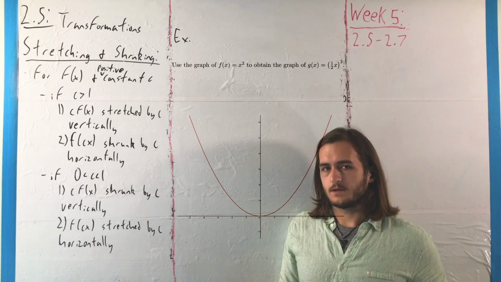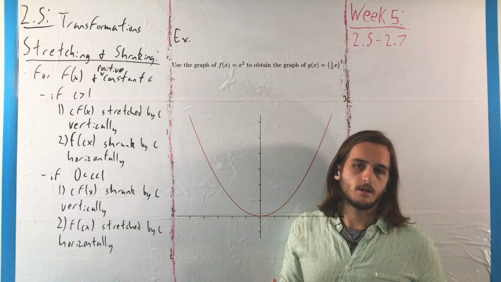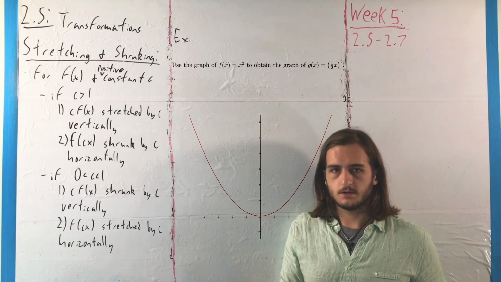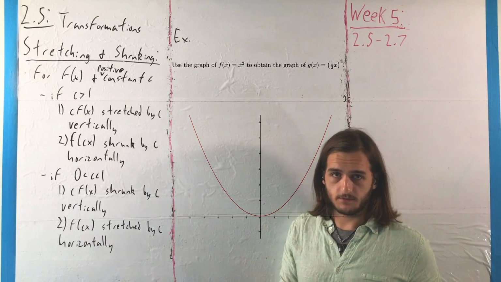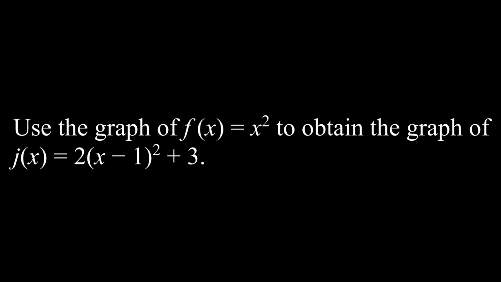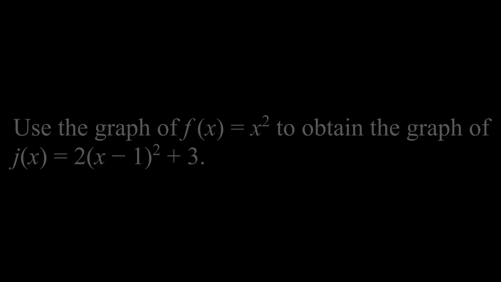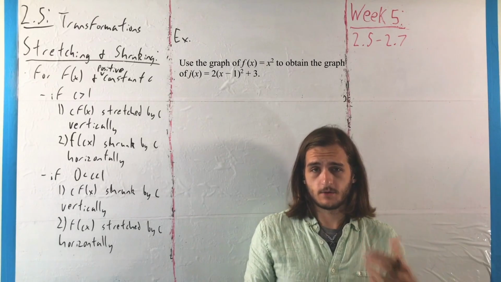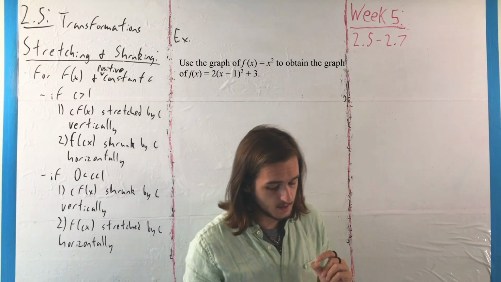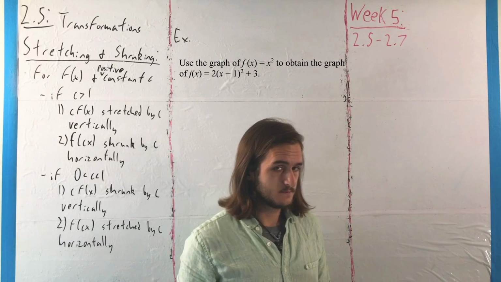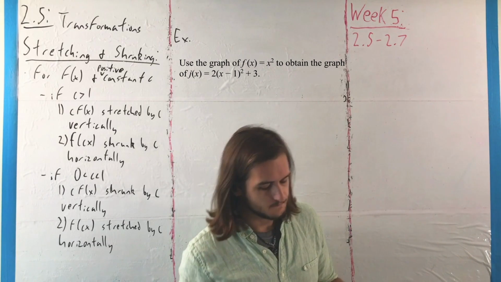We've seen a little bit of everything, but before we finish up, let's take one quick example here that puts together a few of these different things that we've seen. So we want to use the graph of f of x equals x squared to obtain j of x equals 2 times the quantity x minus 1 squared plus 3. Okay, so here we're going to have to think first in terms of what our most basic piece is, it being, because of the square, something quadratic flavored.